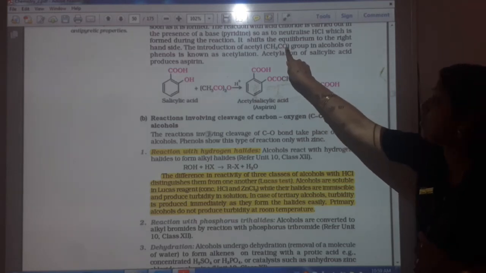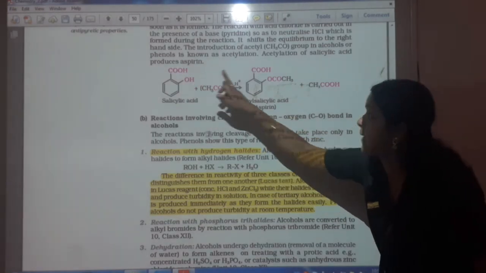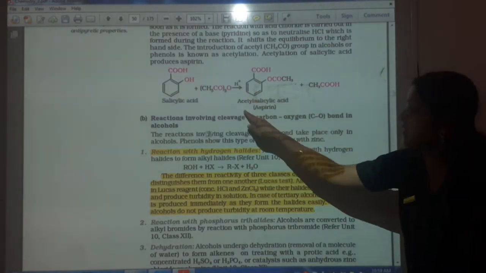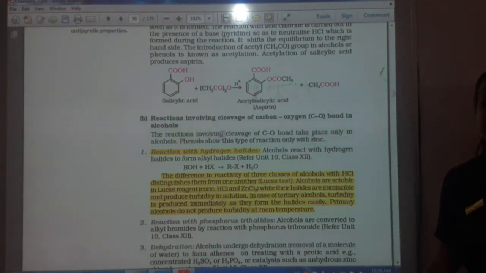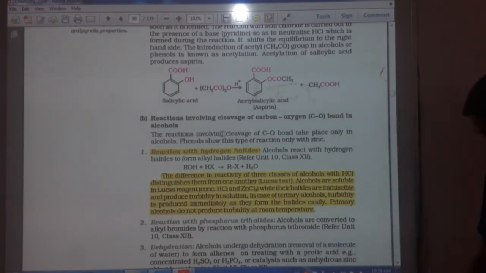This group, OCOCH3. This hydrogen is being replaced by COCH3 plus you get an acid. Now this is called aspirin. You know what is an aspirin? It is used in medication. Very important preparation of aspirin from salicylic acid.